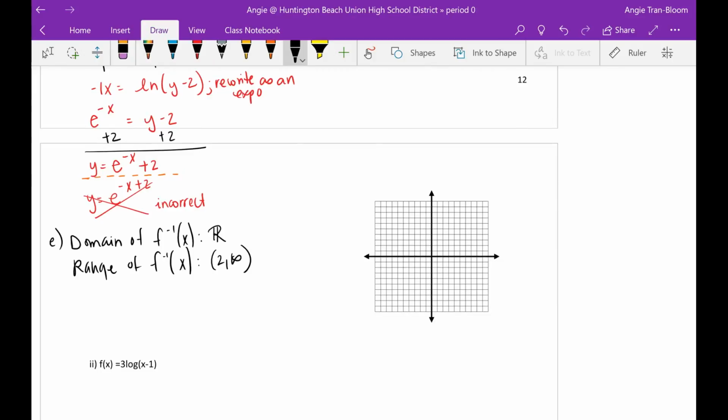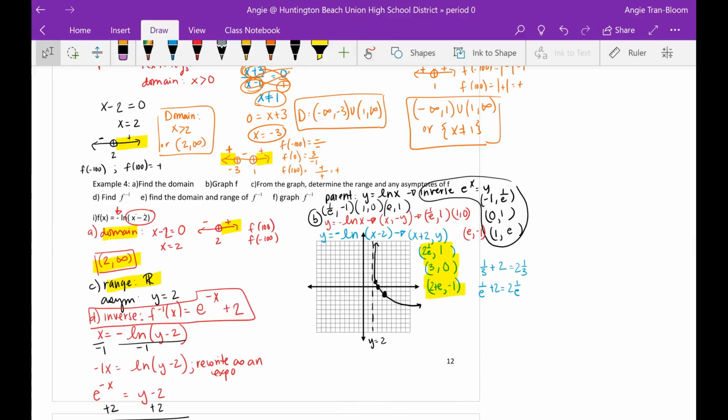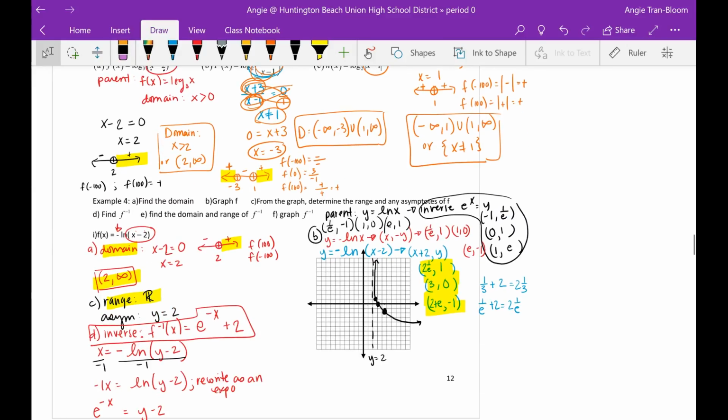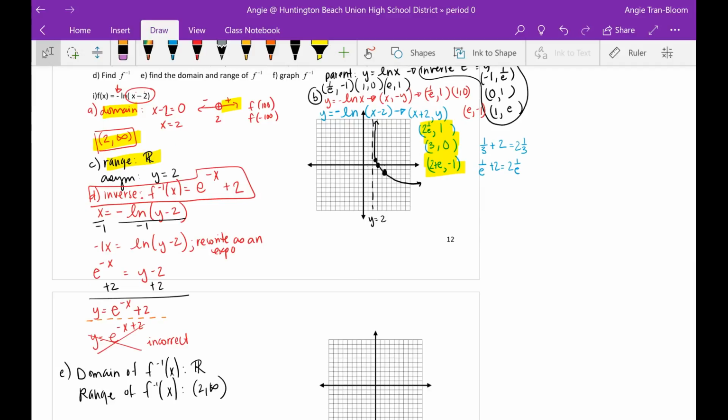Okay, so that's that. What's next? All right, we got E done. Okay, F, graph F inverse. Well, graphing F inverse is quite cool because I don't have to do any work. Okay, so I'm gonna put F right here.